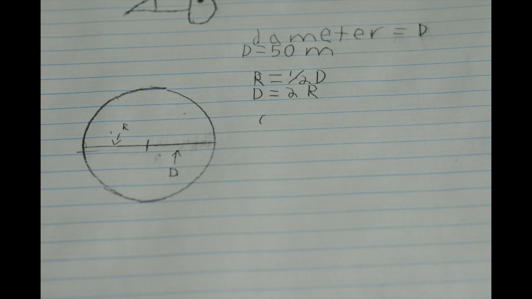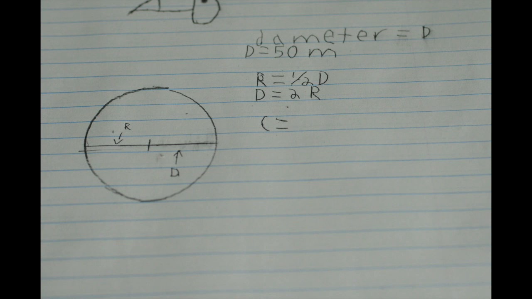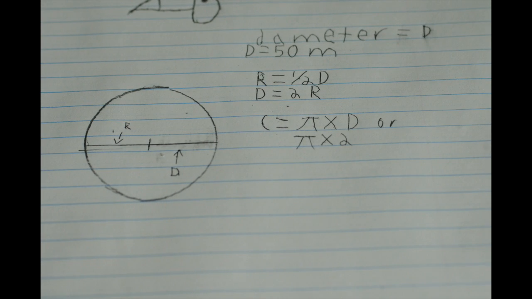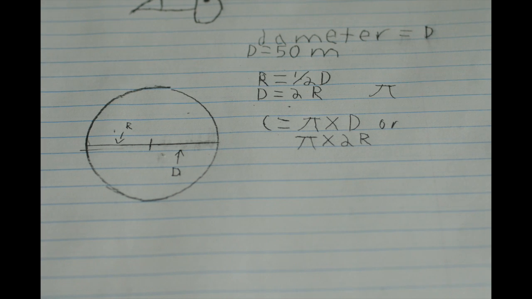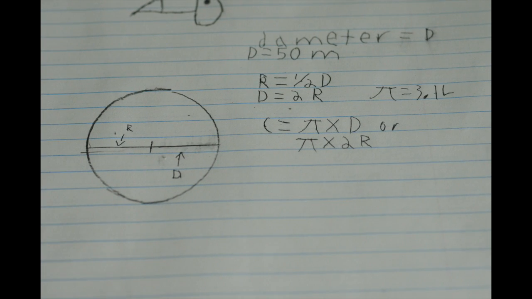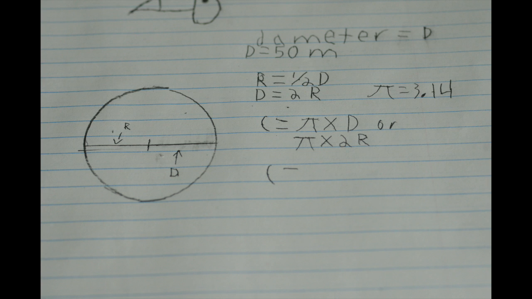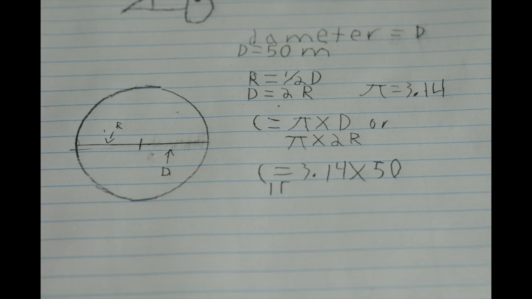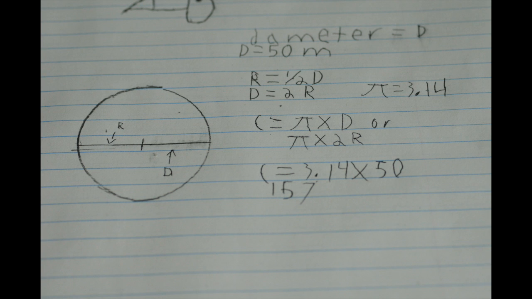The circumference is pi times diameter, or pi times 2 times the radius. Pi is equal to 3.14. So the circumference for Toco the Toucan's dome is 3.14 times 50, which is equal to 157.